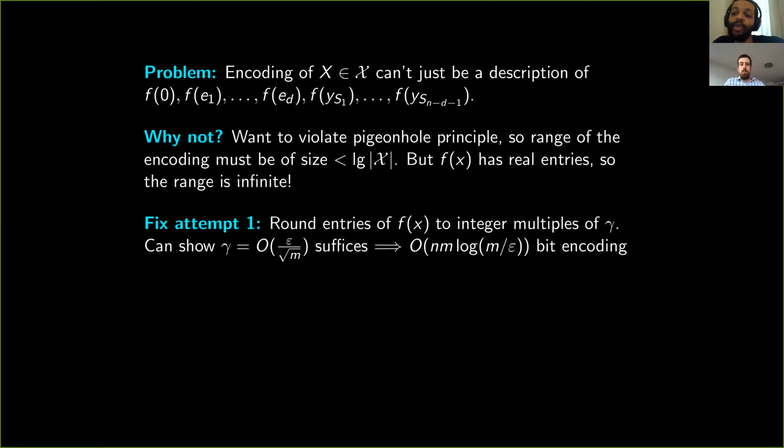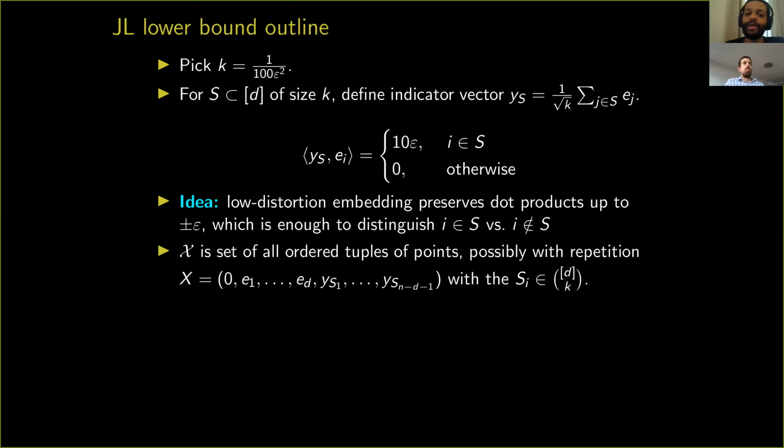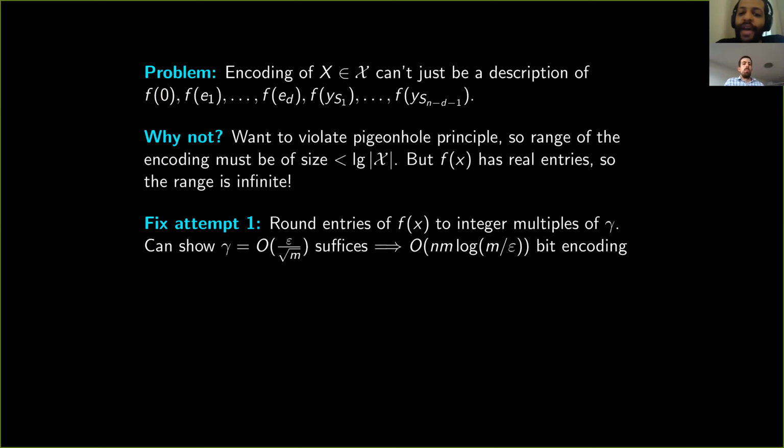Because what do I lose by rounding? Remember, I still want to be able to know the dot products up to an additive epsilon. If I know the dot products up to an additive epsilon, I can decode. So I need to make sure that my rounding doesn't change the dot products too much. And you can show that. If I round to these integer multiples of gamma, the dot products don't change by more than an additive epsilon. Therefore, I can still decode.